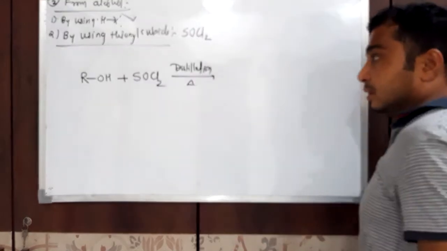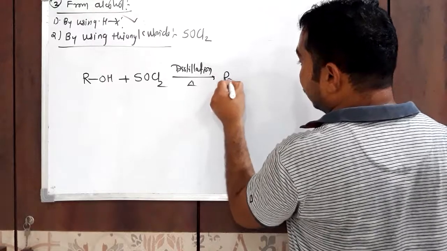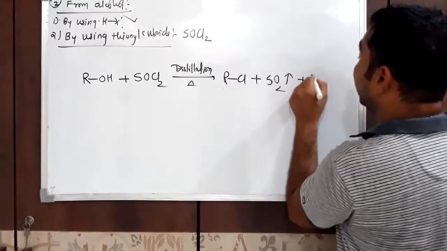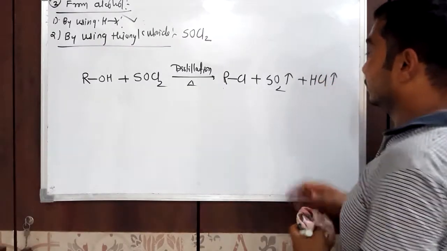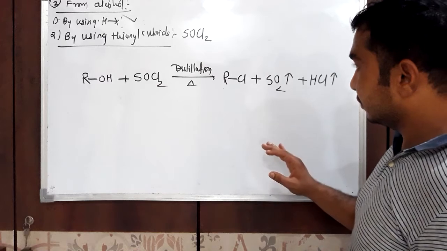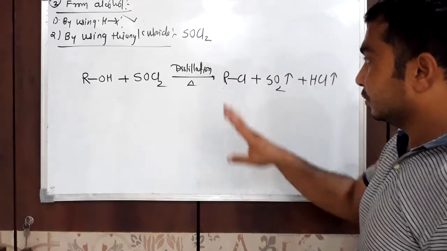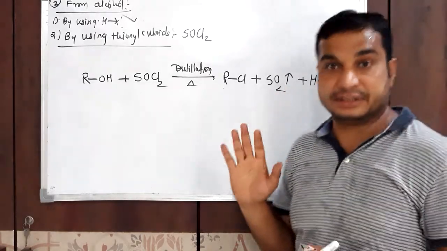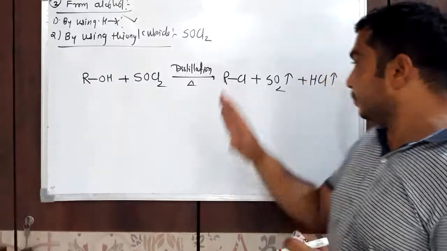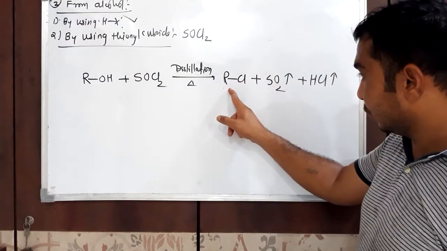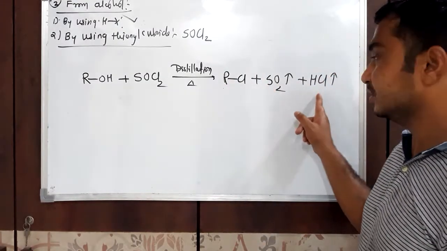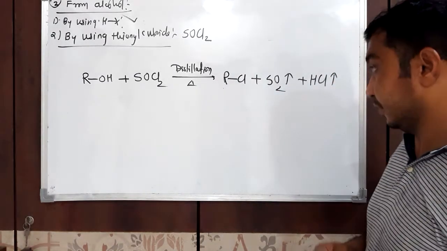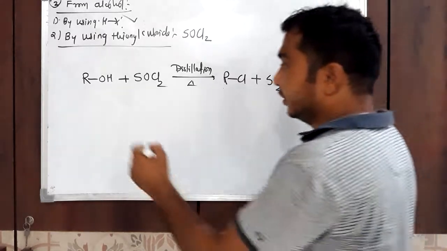Then what happens? You will get alkyl chloride plus SO2 gas and hydrochloric acid gas. The importance of this reaction is that the side products SO2 and HCl both form in the gaseous state, so it is very easy to separate them from the product. You will get only alkyl chloride, not SO2 and HCl. They are gaseous, so they will move away in air.